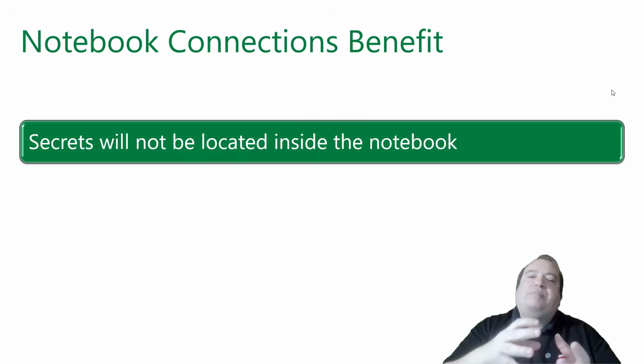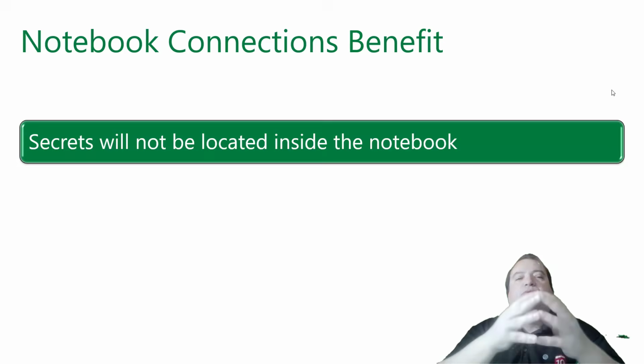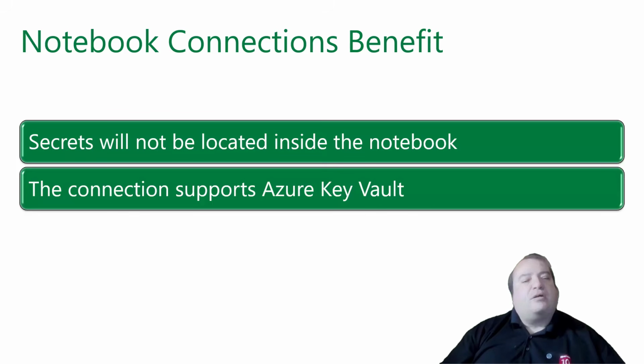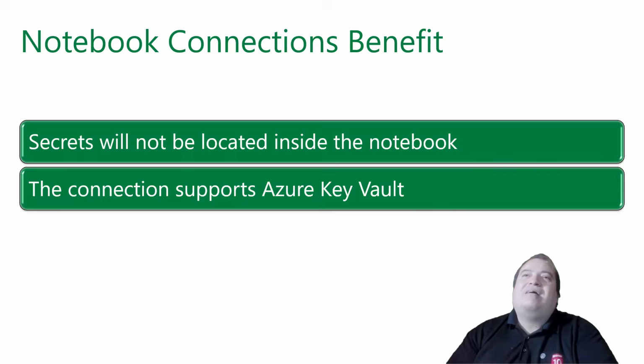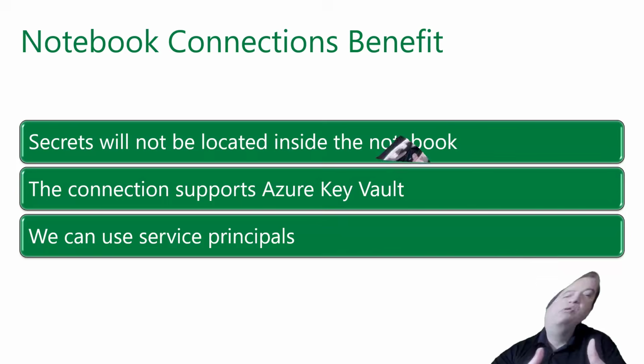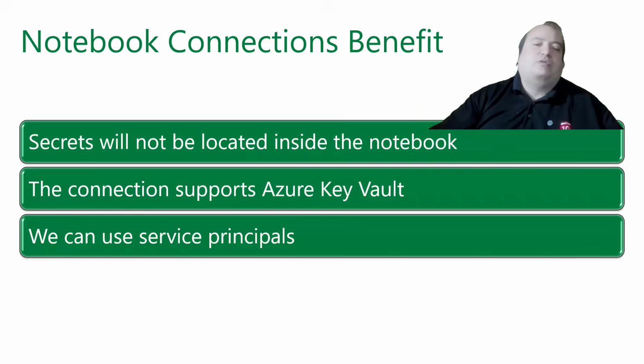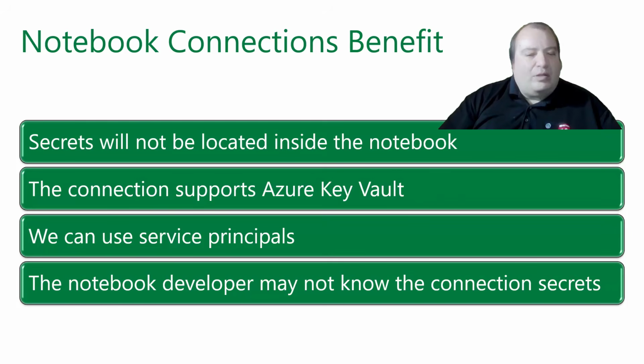Instead of keeping the secret inside the notebook, we can use the connection object, and the connection object will hold the secret for us. The connection object supports Azure Keyvault. In this way, we can keep the secret safe in Azure Keyvault, and we can use security principals. The connection can use a security principal instead of using the authentication of the owner of the notebook. The notebook developer may not know the connection secret.